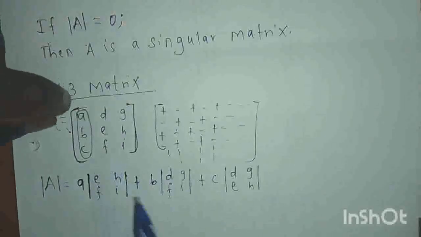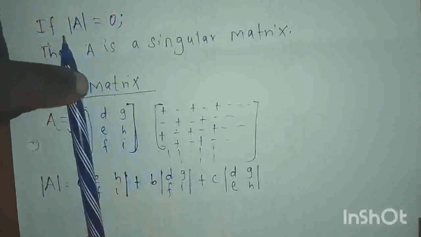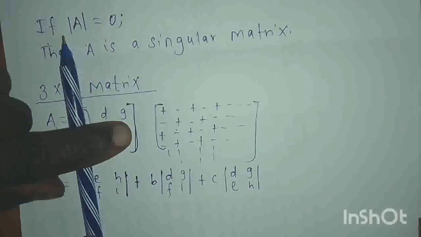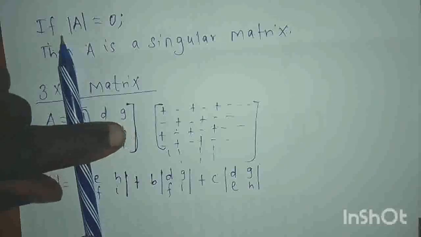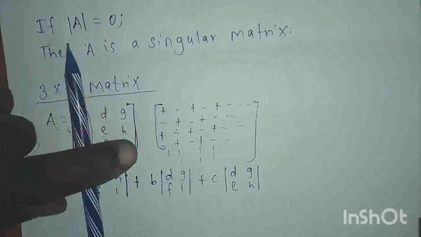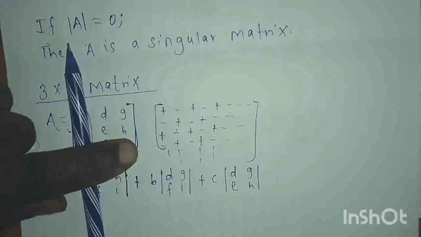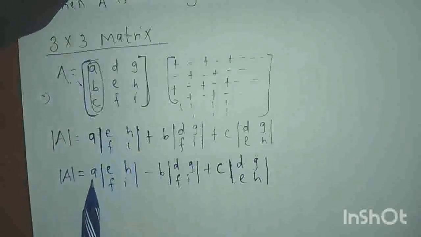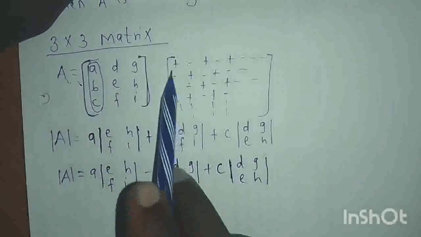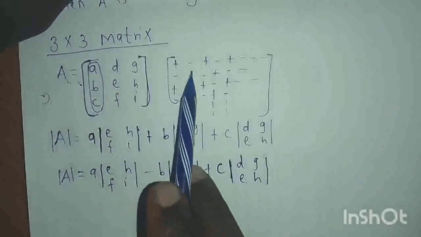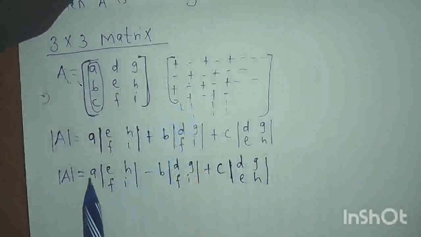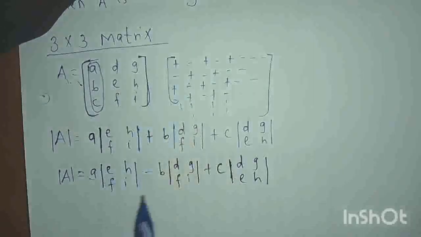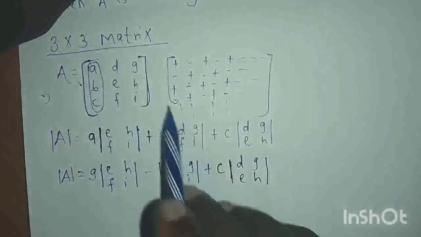Similarly, for B, we assume that column of B and that row, so we multiply B by the 2 by 2 matrix that is left, and then the same case for C. So this one is not yet over. We now assign these constants their signs from this signs matrix. So A is positive, B is negative, and C is positive.